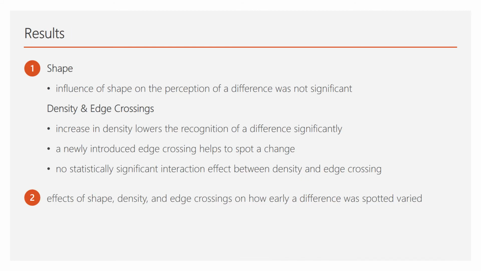In terms of our first research question, that is whether the 3 factors influence the perception of differences, our results suggest that shape had no statistically significant effect. Density affected the recognition in the sense that differences were easier to spot in areas of lower density. If a change introduced a new edge crossing, then this also helped to recognize a difference.